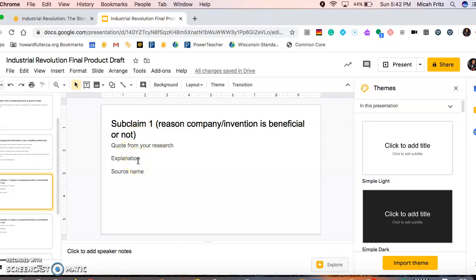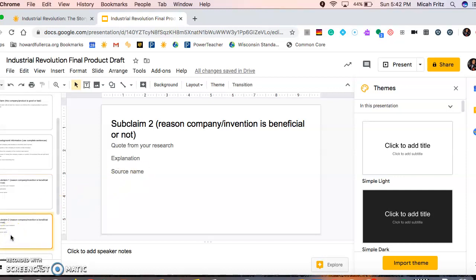Second thing you want to do is include an explanation. Why does this quote show you that something is good or bad? Why does it back up your claim? And then down at the bottom, we want to have your source name. Okay, so the article title or the website name down at the bottom.